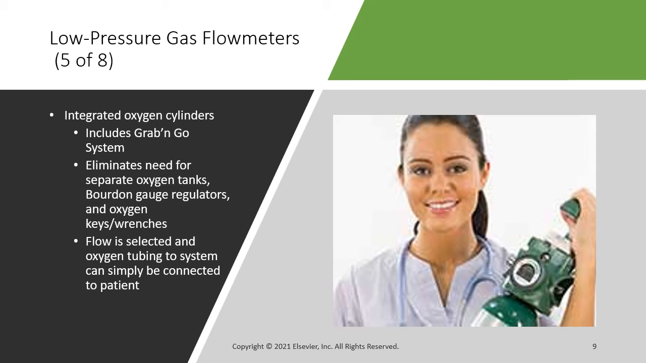Let's talk about grab and goes. Grab and goes are an integrated oxygen cylinder. Grab and goes eliminate the need for separate oxygen tanks, bourdon gauge regulators, and oxygen key and wrenches. Flow is selected, and oxygen tubing to the system can simply be connected, and the tank can be turned on. There is no key needed. Grab and goes are extremely convenient and used widely in hospitals throughout the United States.